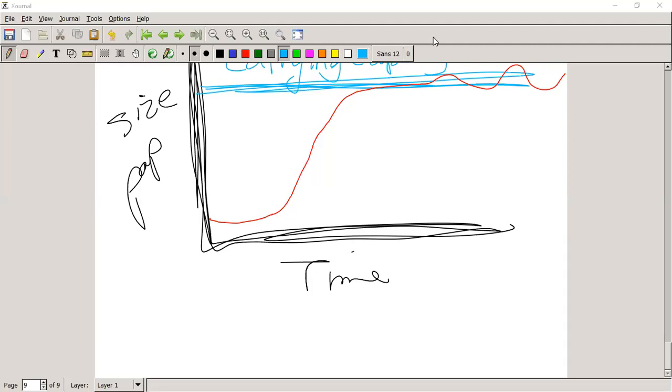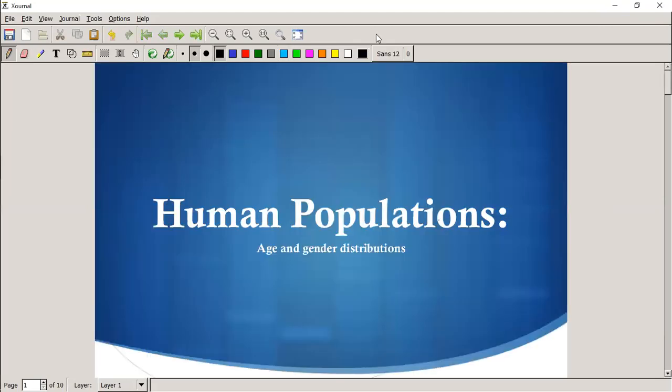Okay, so thank you. Sure. Okay, let us move now on to our age population distribution graphs. Let me just share the correct screen. Okay, so here we go. Just make sure it's the correct human population. Yes. Okay.